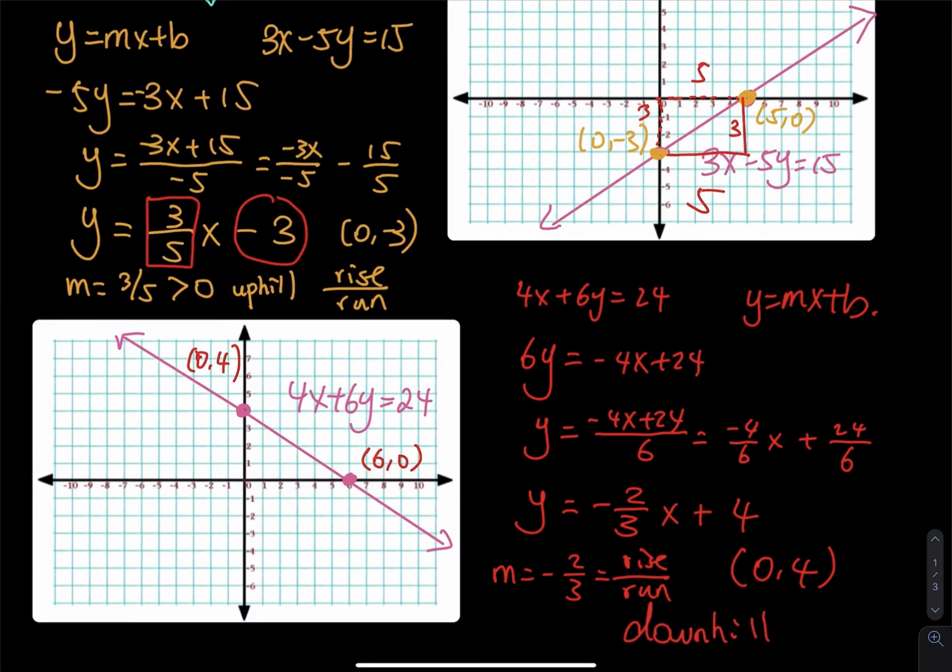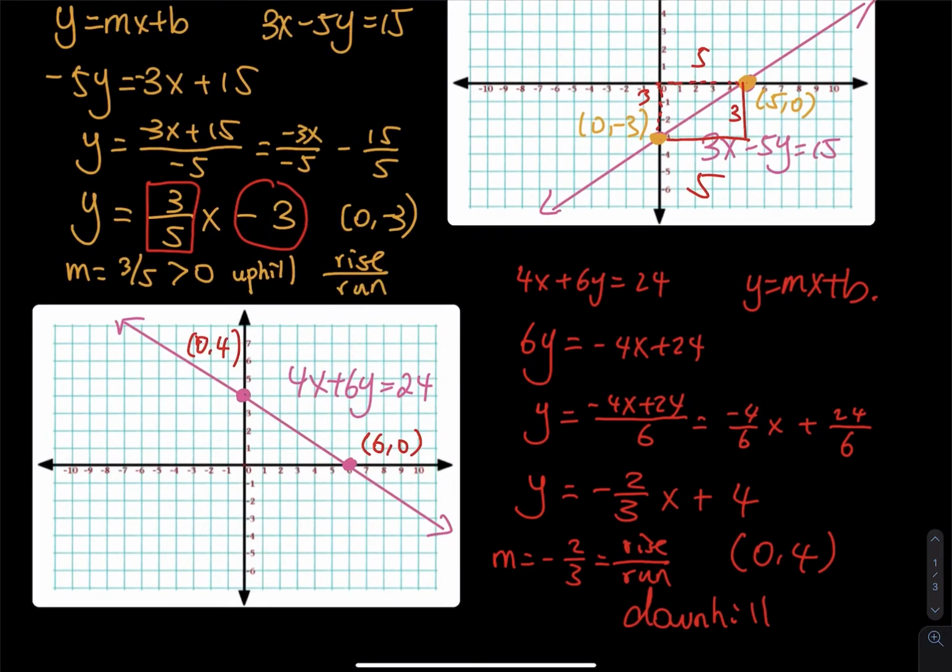And then how do we use this information to sketch the graph? Here is how. First, you plot the y-intercept (0, 4). Check out the red point. And then you trace the rise over run. So you go 3 units down.